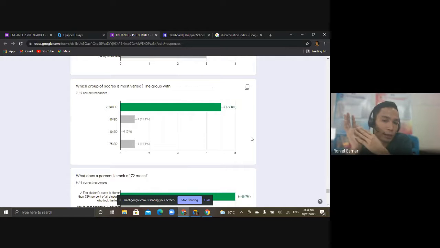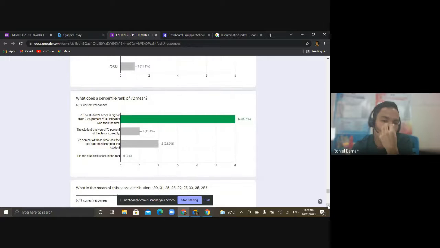So from the choices, unsa man ang closest sa 1 nga standard deviation? So it's 0.90. Therefore, from among the choices, it's 0.90 ang nag-show og variety, ang itawag dispersity sa mga scores. So it should be 0.90.